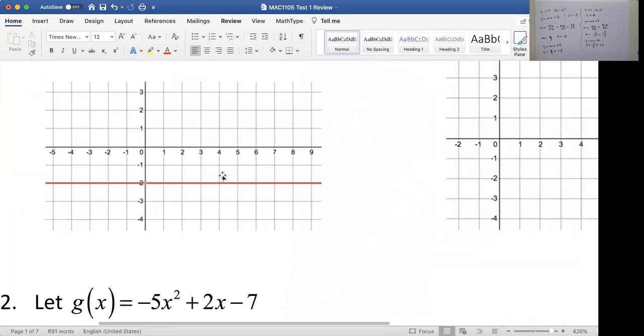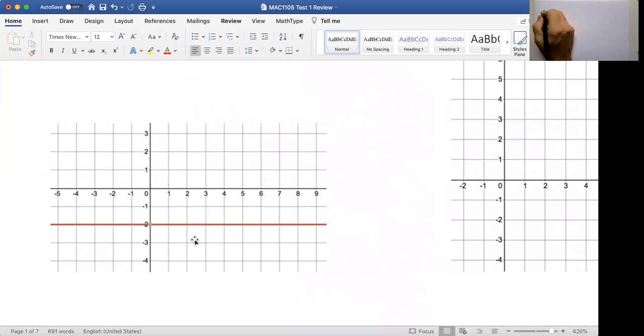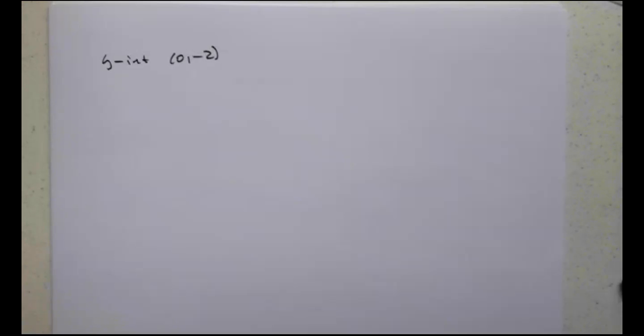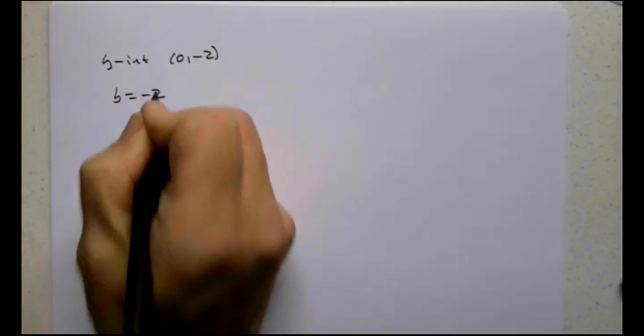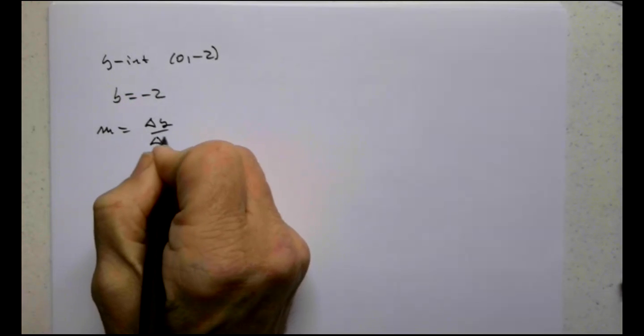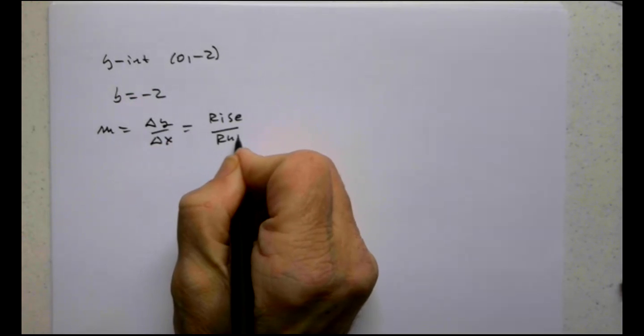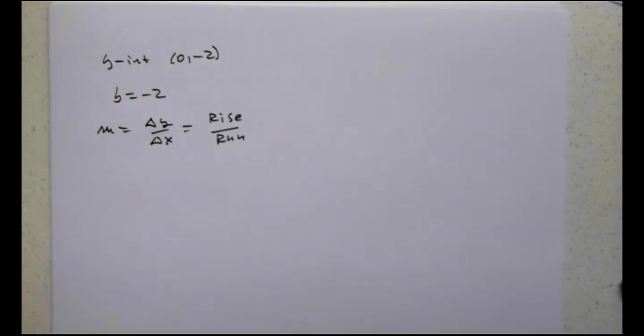We have this. All right, now, what's our y-intercept? Where does it cross the y-axis? Right here at -2. You see that? So the y-intercept is (0, -2). So b is -2. Fine. And then what is our slope? Our slope is change in y over change in x, or rise over run.